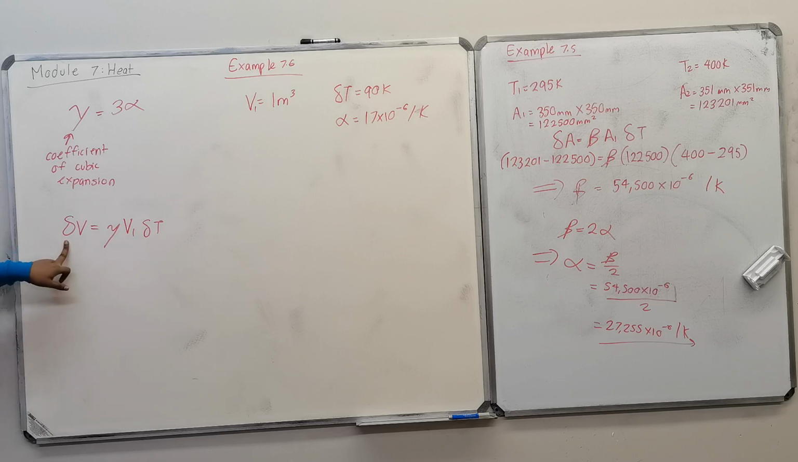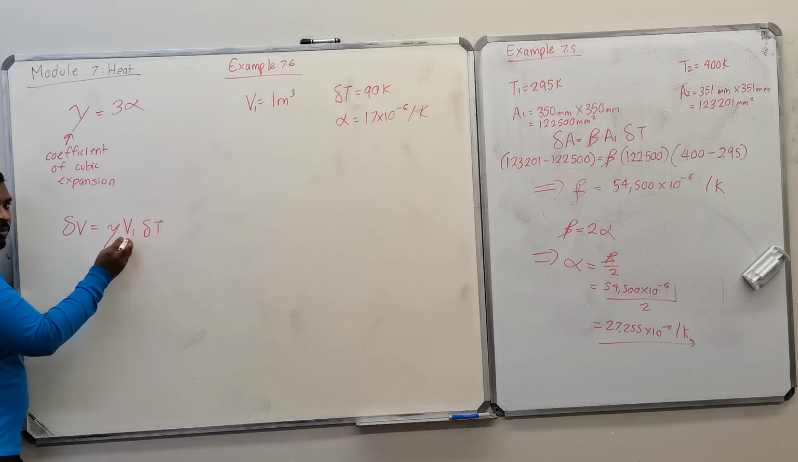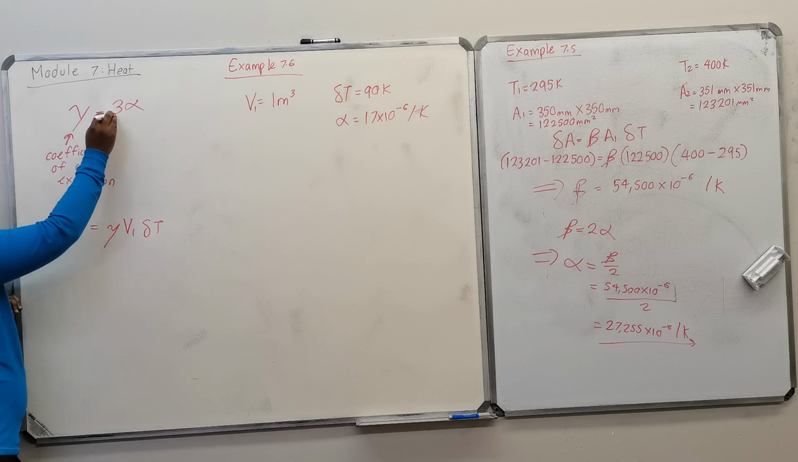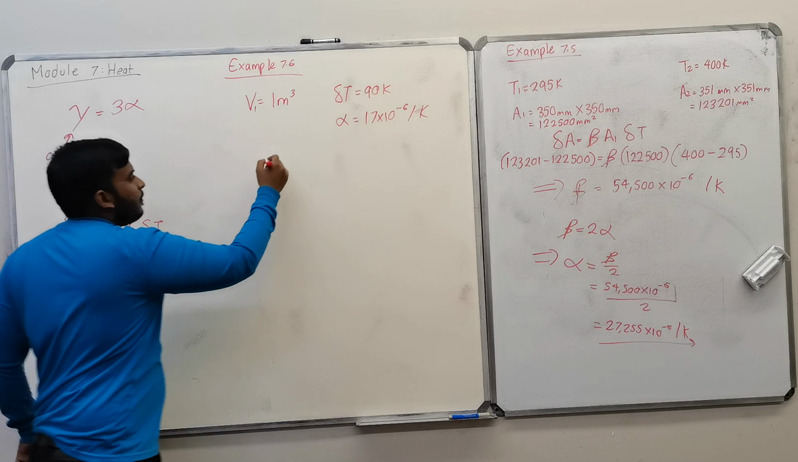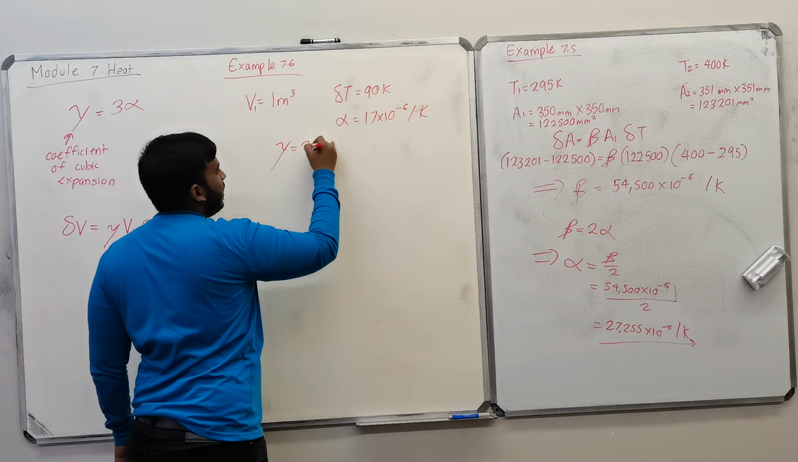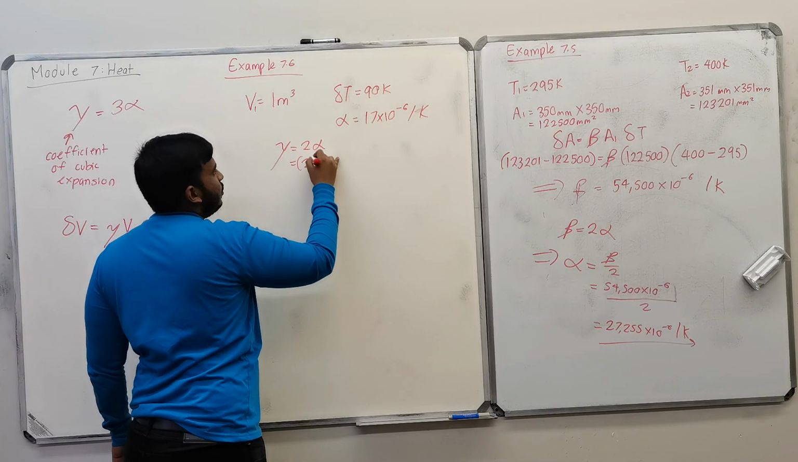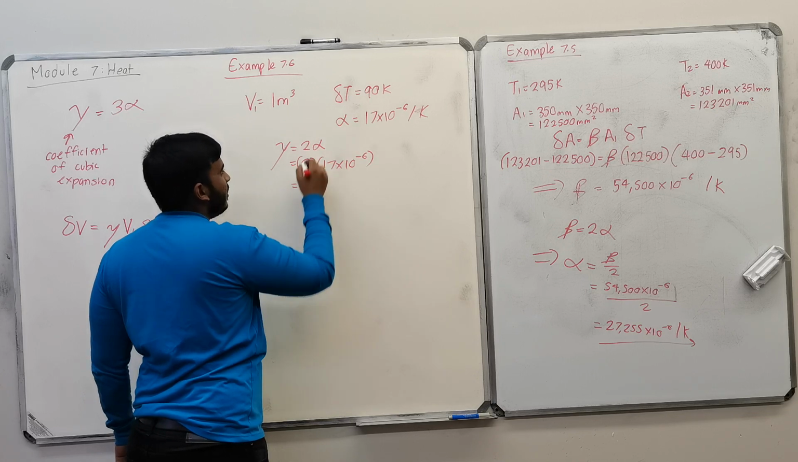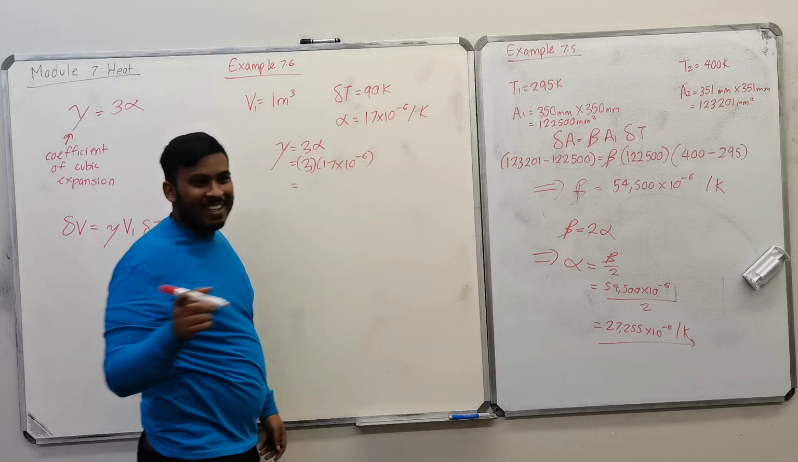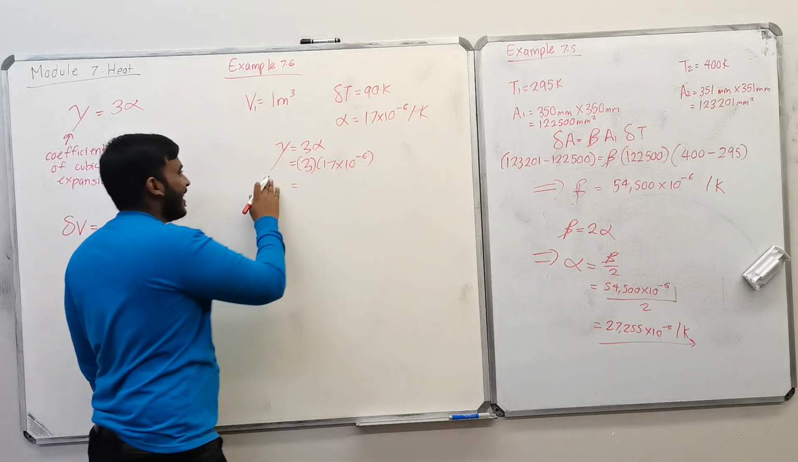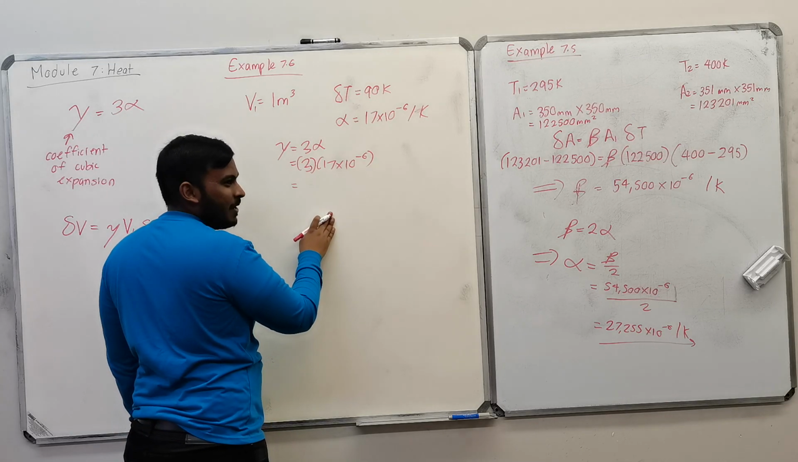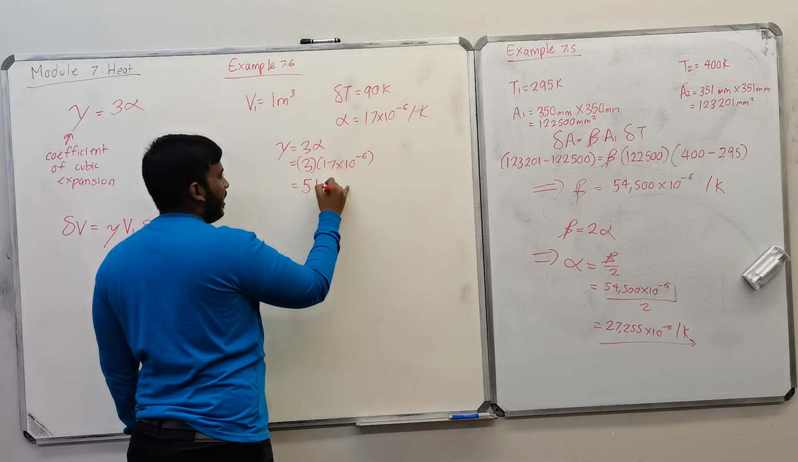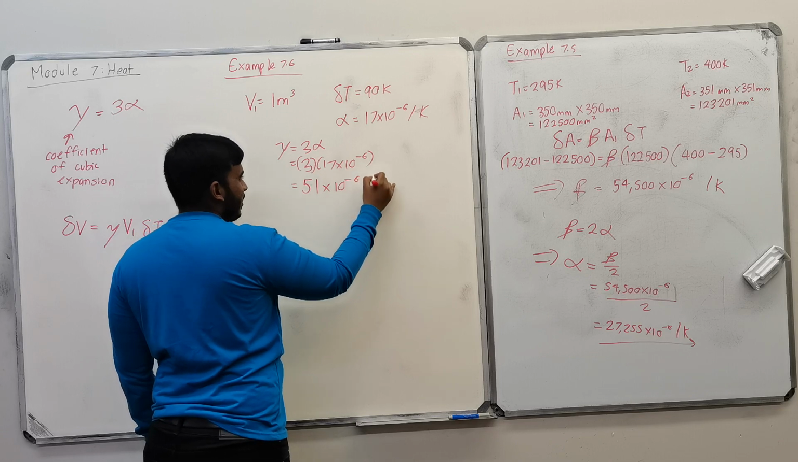So to work this out, we need to know this, this, and this. We know your original volume. We know your change in temperature. We need to work out the coefficient of cubic expansion. But how do we work this out? Your coefficient of cubic expansion is 3 times linear, which is 3 times 17 times 10 to the minus 6. See, you're paying attention. So what's your answer? 51 times 10 to the minus 6 per Kelvin.